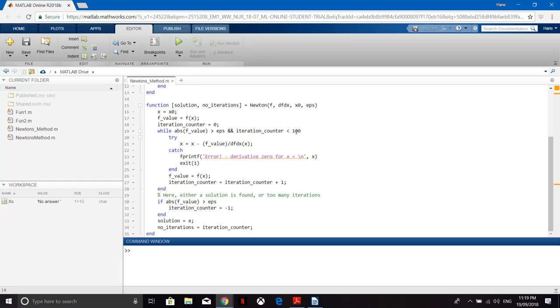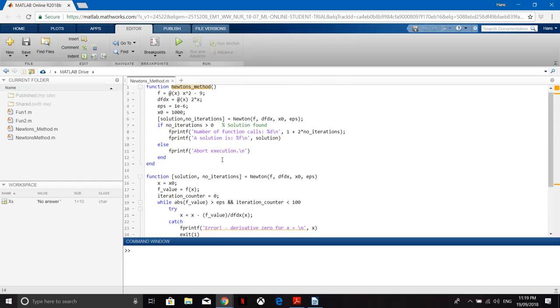The Newton function returns the approximate solution and the number of iterations. The latter is equal to -1 if the convergence criterion of the absolute value of f(x) less than epsilon was not reached within the maximum number of iterations. In calling the code, we print out the solution and the number of function calls.